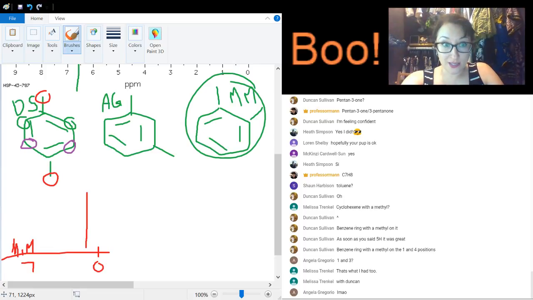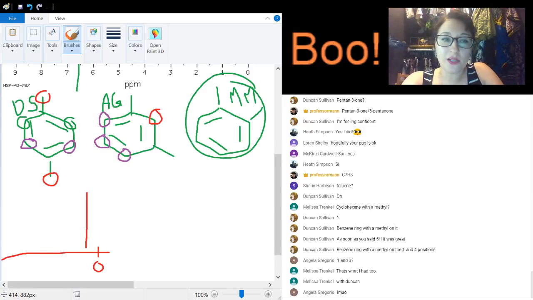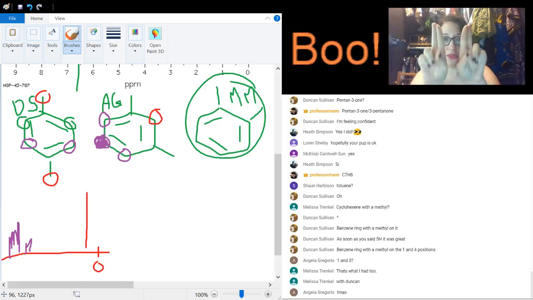For Angela's guess, you would still expect to see that, but this one here is in a much different environment than these 3. Now, I realize the one that I'm coloring in right now is different than the other 2 purple ones, but they're so similar that they're going to be on top of each other. So you'll usually see a grouping like that, where they don't look the same. They're both multiplets, but they're split in 2 different groups, and one will be integrated to 3 hydrogens, and one will be integrated to 1.